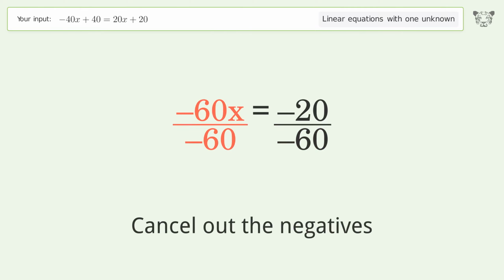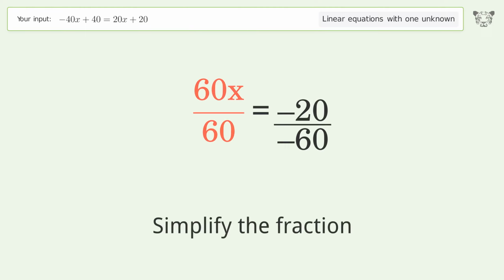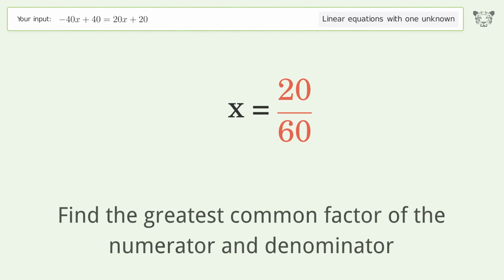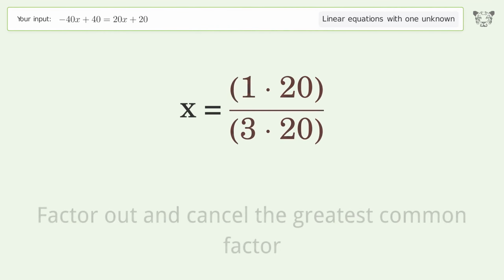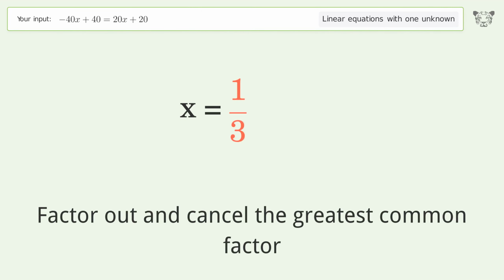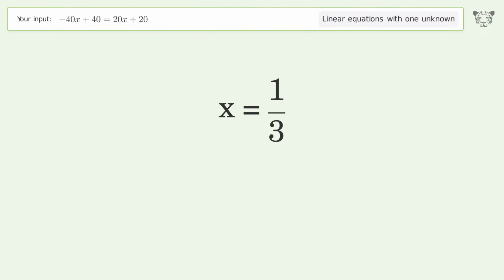Cancel out the negatives. Simplify the fraction. Cancel out the negatives. Find the greatest common factor of the numerator and denominator. Factor out and cancel the greatest common factor. And so the final result is x equals 1/3.